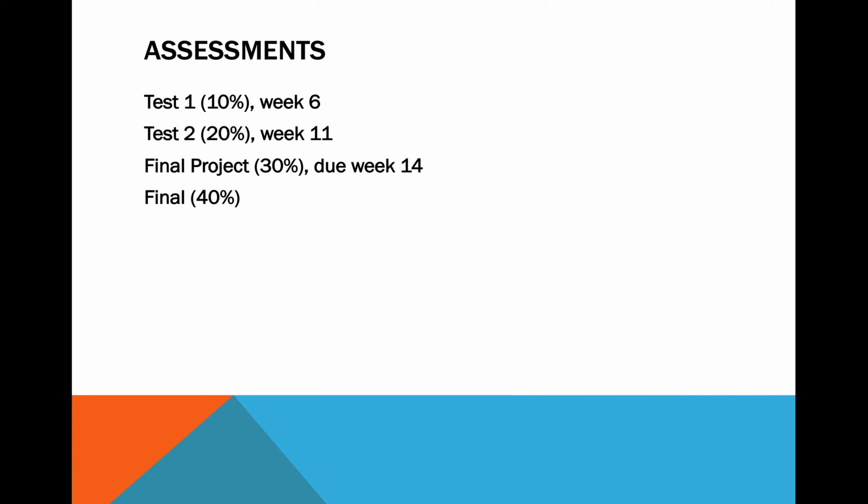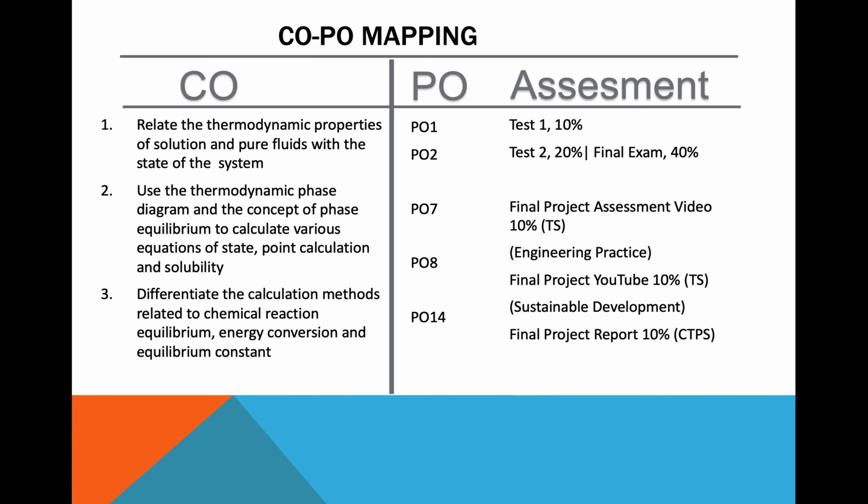Okay, there are basically three assessments. The first one is test one will be 10%, test two 20%, and final project will be 30%. And the final project will be divided into three different categories, which will be due on week 14. And the final exam is 40 percent. Okay, this is the CO-PO mapping.